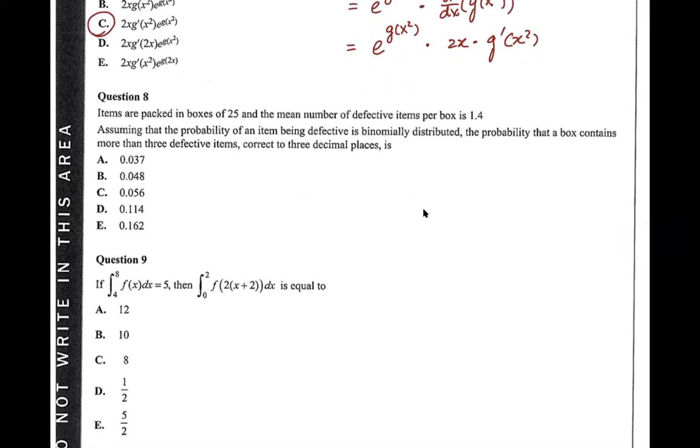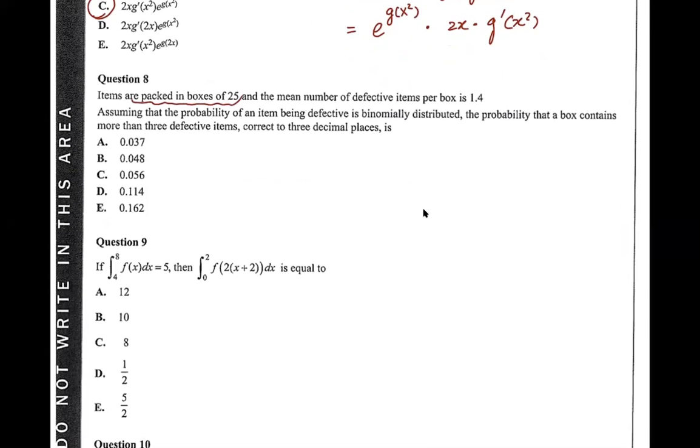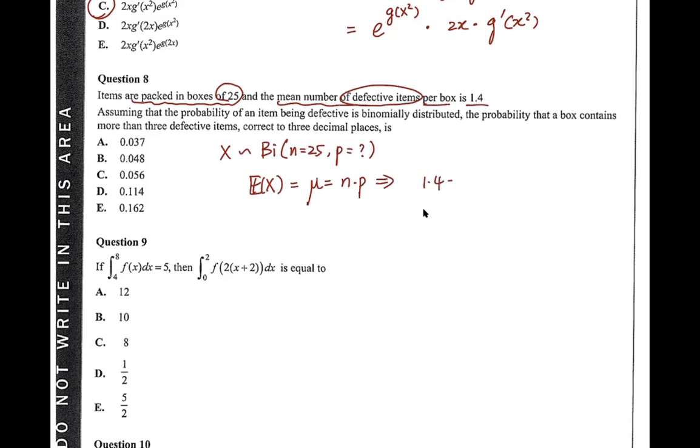Well, question 8. Items are packed in boxes of 25 and the mean number of defective items per box is 1.4. So let's say X means the defective items in one box. Then you can use binomial distribution with n equals 25, but p is unknown. The expected value of binomial distribution X is n times p. So 1.4 equals 25 times p. Therefore, p is just 1.4 divided by 25, which is 7 on 125.